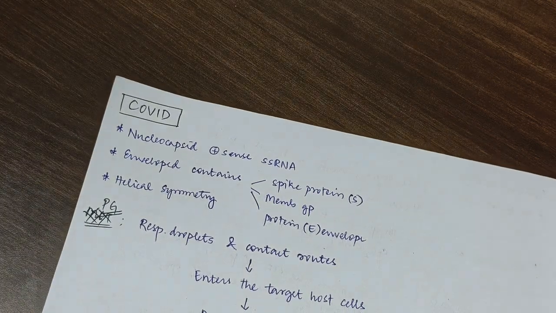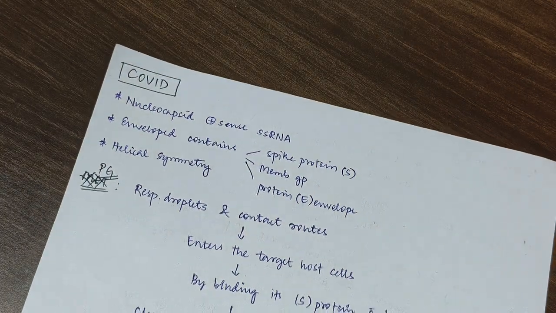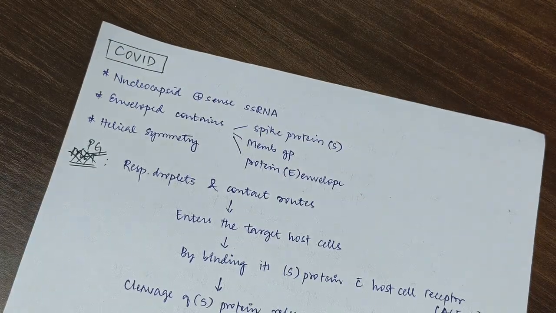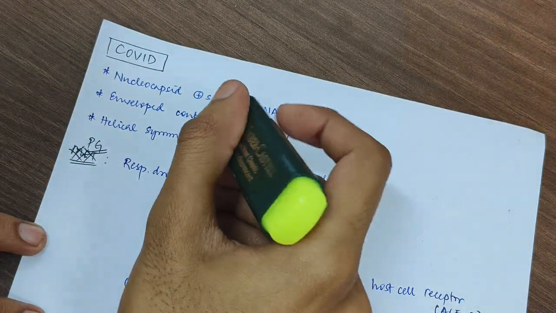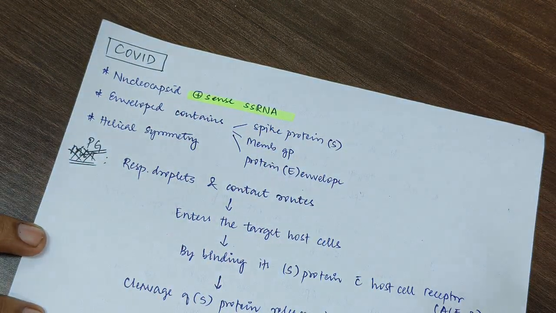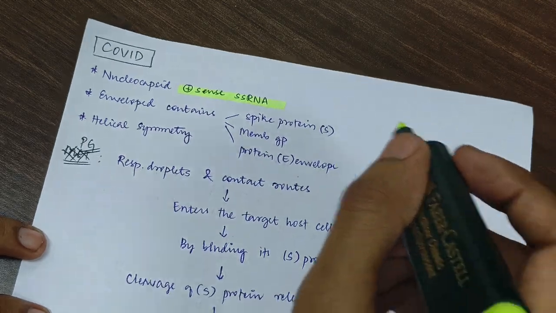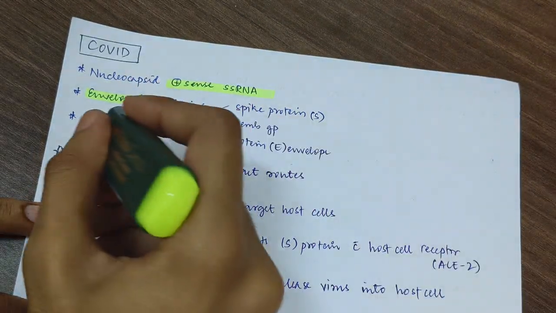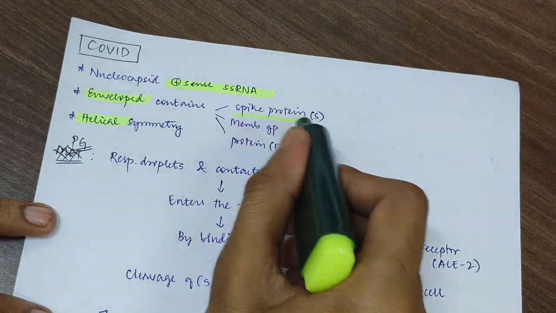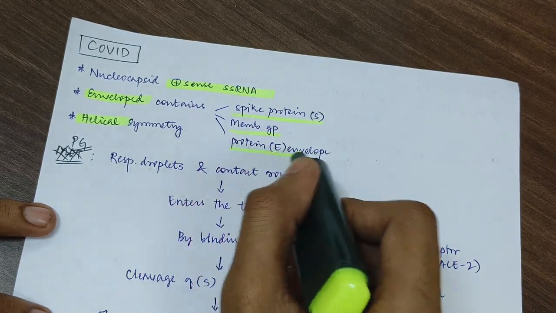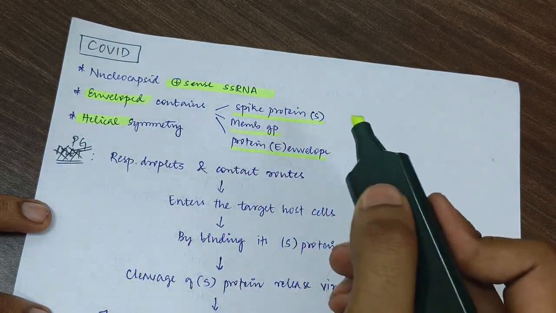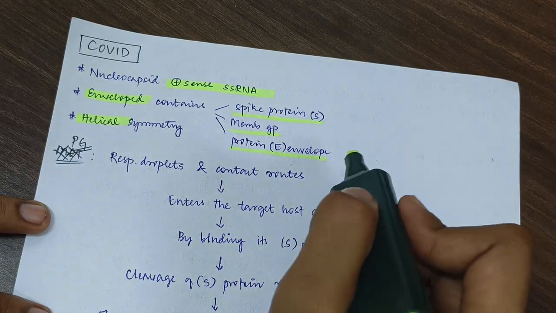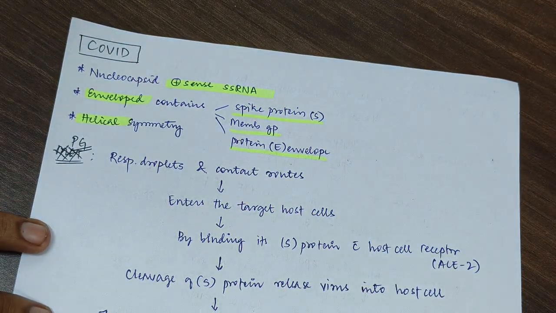Next, our favorite recent pandemic, that is COVID. COVID is caused by SARS-CoV. It is a nucleocapsid, positive-strand, single-stranded RNA, enveloped virus with helical symmetry, with spike protein, membrane glycoprotein and envelope protein. So repeat, spike protein, membrane glycoprotein and envelope proteins are the envelope components.